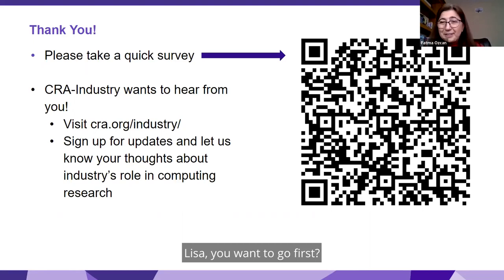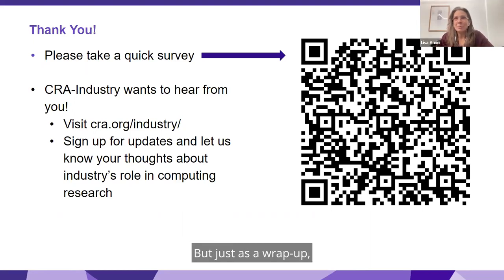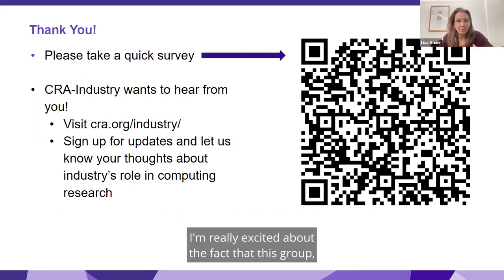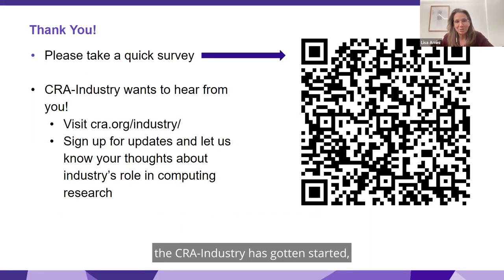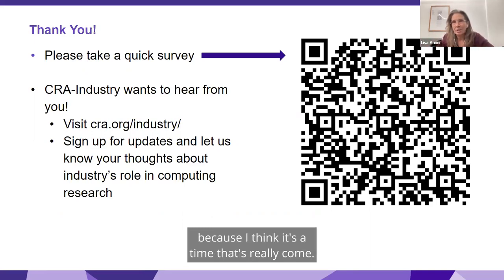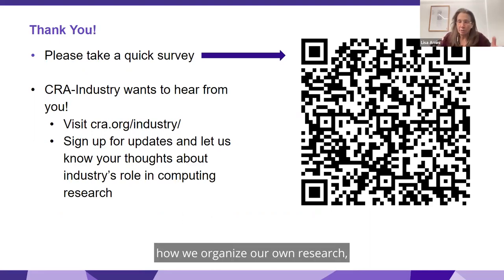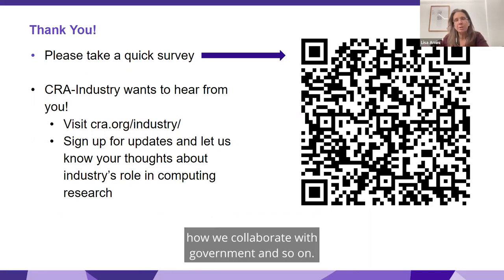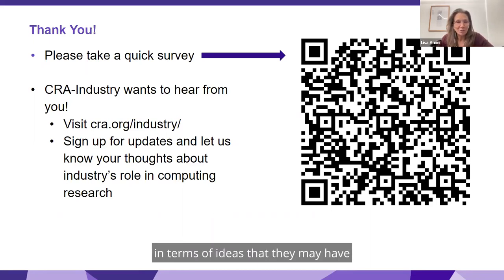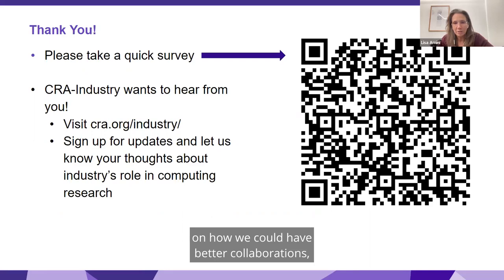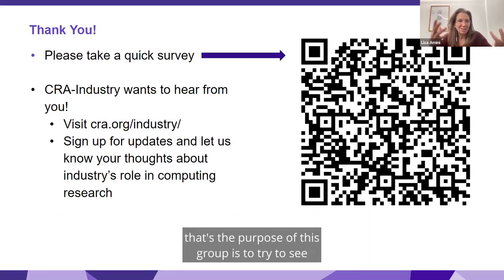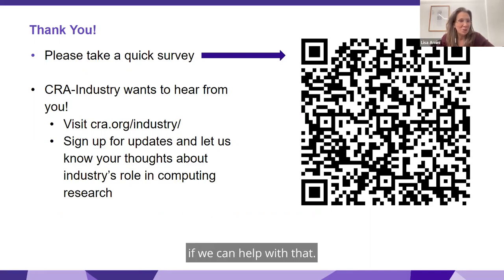Lisa, you want to go first? I think we've talked a lot, but as a wrap up, I'm really excited that this group, CRA Industry, has gotten started, because I think it's a time that has really come. We're always evolving and trying to improve how we organize our own research, how we collaborate with academia, how we collaborate with government, and so on. And I think there are some things that we can do better. So the more we can hear from people in terms of ideas on how we could have better collaborations, the better. That's the purpose of this group, to see if we can help with that. Thank you.